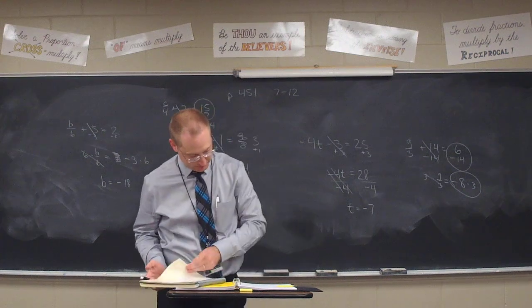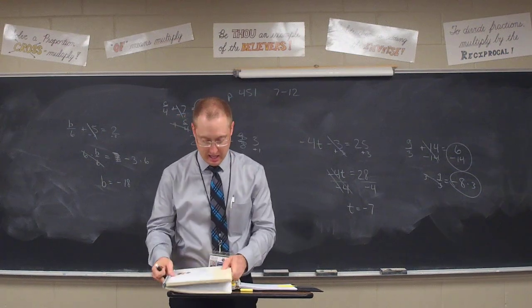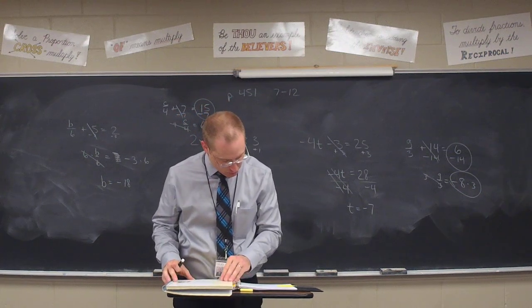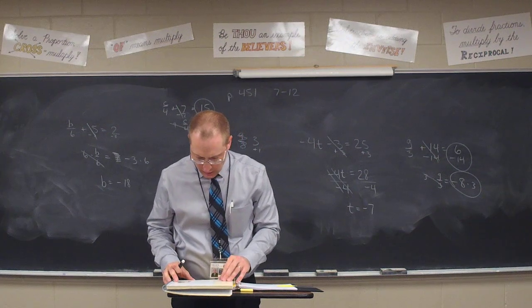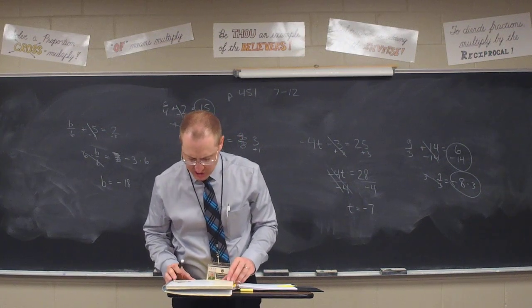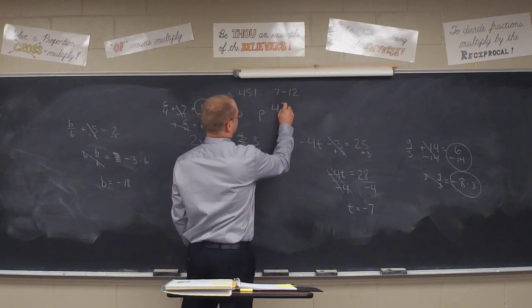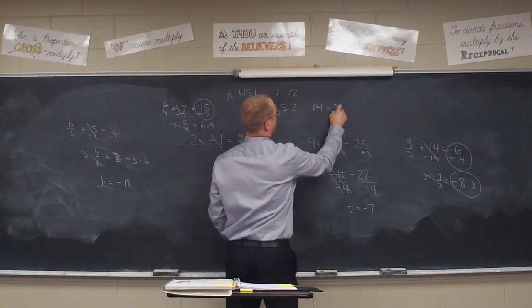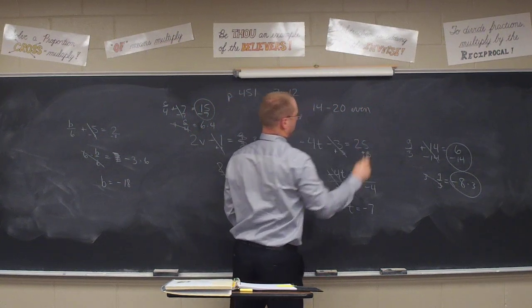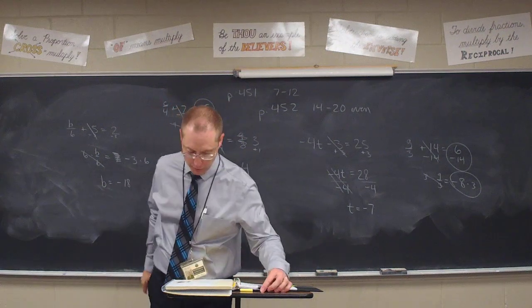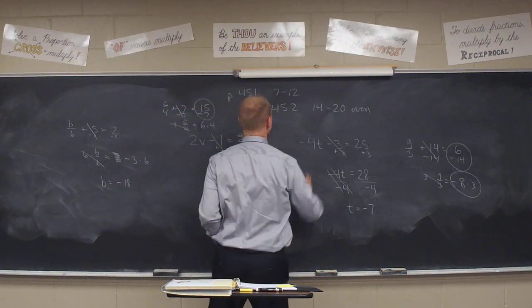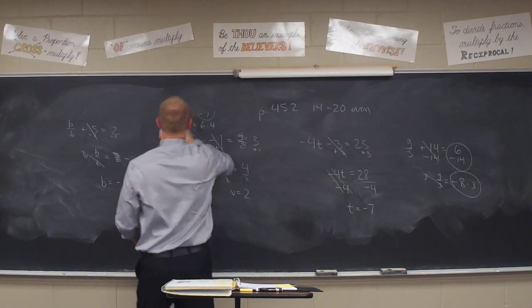Flip the page. Let me have you do 14 to 20, just the evens. Do that little diamond of even problems. Page 452, let's do 14 to 20, just the even problems. So do a little diamond arrangement. 4 more of these, and then we will move on. We'll skip over the odds for today.